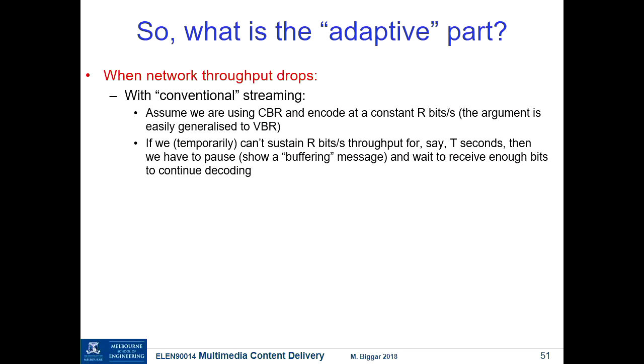And we would have to pause. There'd be no alternative. We just have to show that buffering message because we've run out of bits. We're expecting R bits in T seconds and they're just not arriving. We only have one bit rate from which to choose. So we have to pause our video and maybe give a message to say buffering, buffering, buffering.